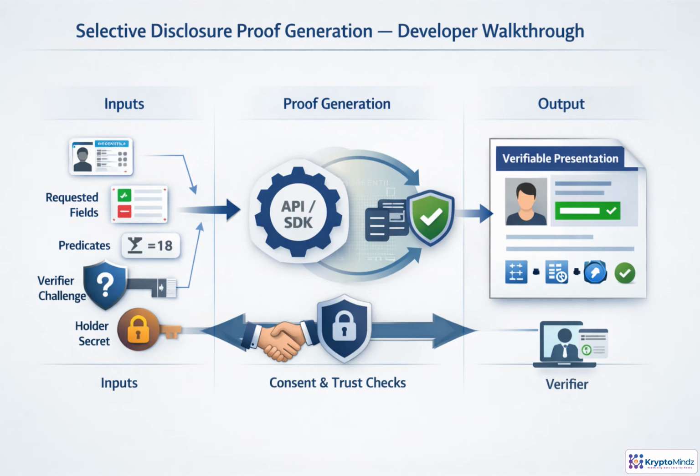For developers, selective disclosure may look like a single SDK call, but the surrounding checks are essential. You pass the signed credential, the fields to reveal, any predicates, the verifier's challenge, and the holder's key material. The SDK derives a proof without changing the credential. The result is a verifiable presentation containing only the approved claims plus proof artifacts. Always bind the proof to the verifier's request and require holder consent before generation.